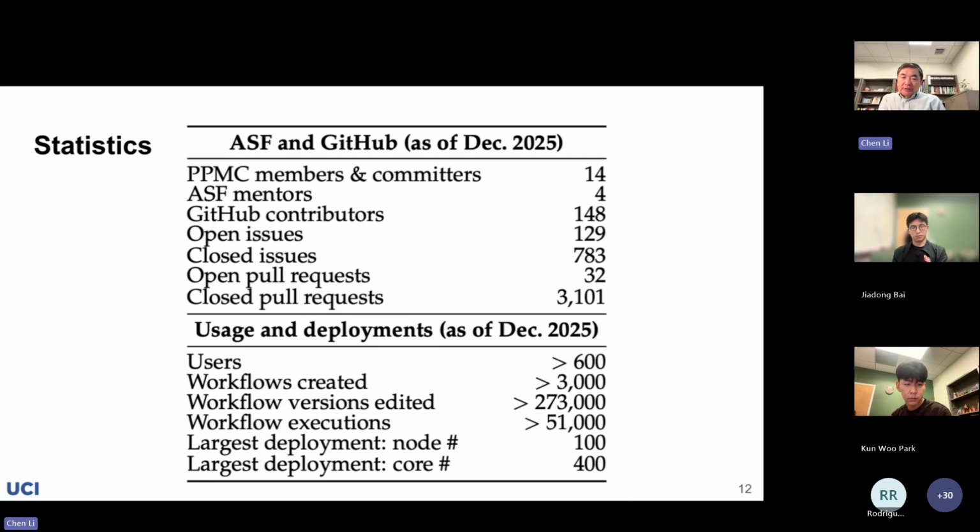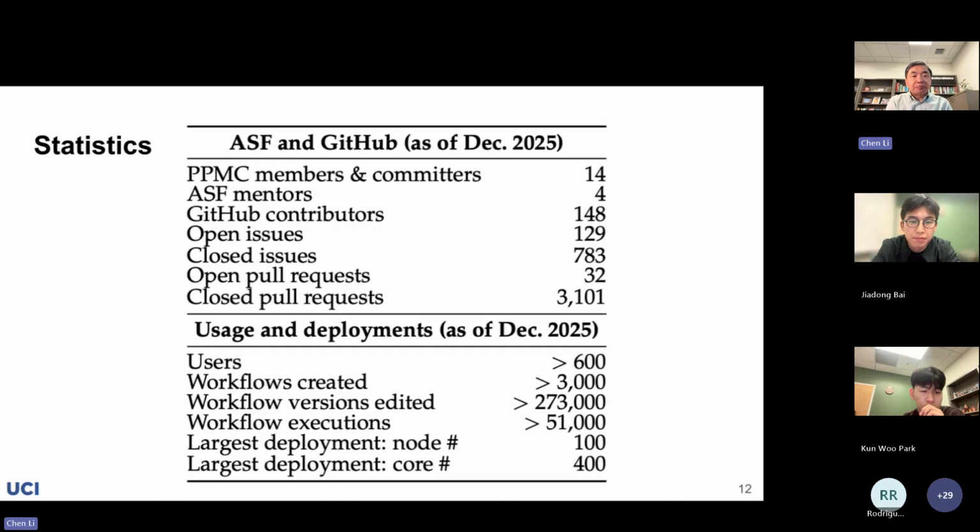This one shows some numbers about this project. As we said earlier, we do everything in the open source community. We're in the process of going through the Apache incubation phase, and we have an active user base and developers. We have created many workflows with many versions and many executions, and the largest deployment we had included 100 nodes. Each node has 4 cores, so in that deployment, we had 400 cores in parallel.